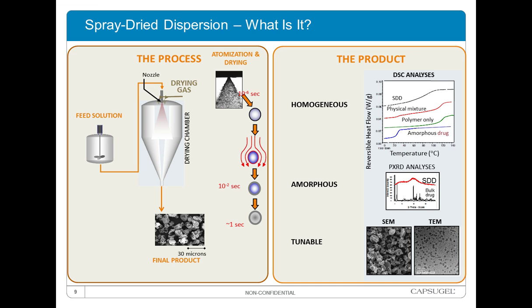The process is shown on the left, and really the key focus of spray drying is that we take a solution in solvent and we rapidly dry the particles. And this rapid drying allows us to kinetically trap even thermodynamically immiscible systems into a metastable state that can be useful for a broader range of compounds and polymers than what can be achieved by some other processes such as hot melt extrusion.